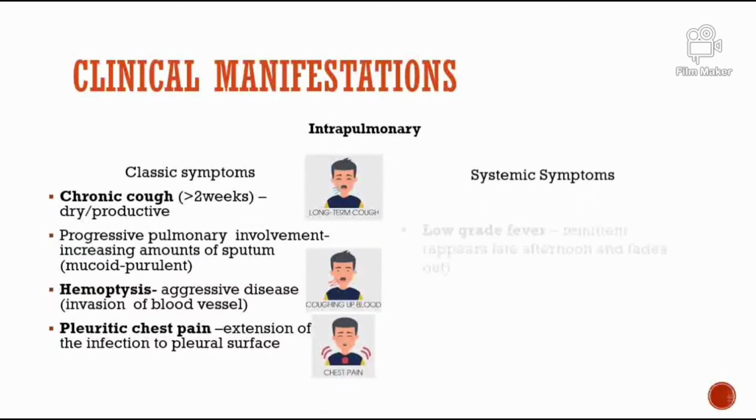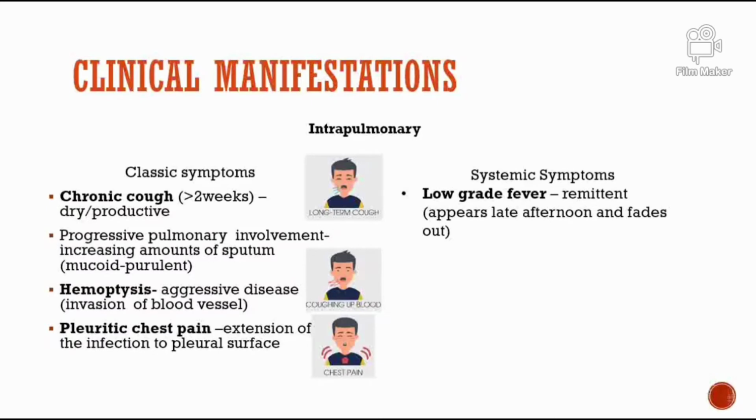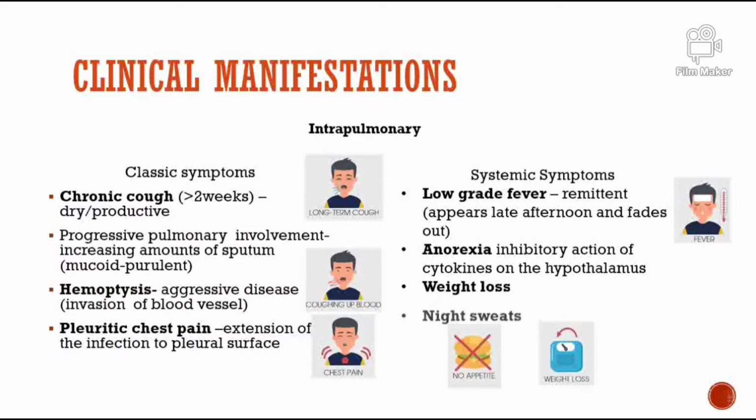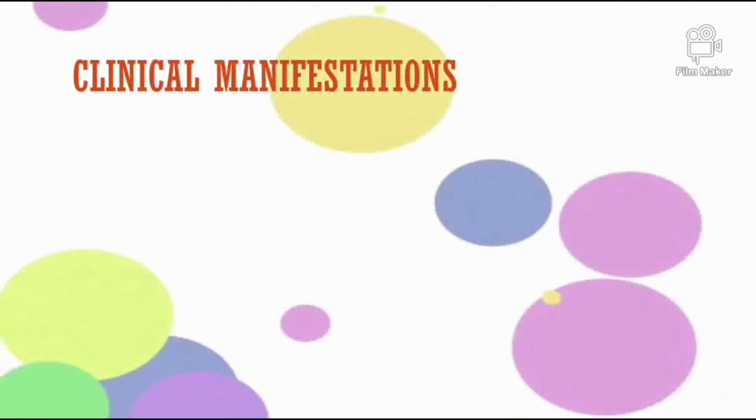And the systemic symptoms include low-grade fever, which is remittent, it appears late afternoon and fades out, and anorexia, due to the inhibitory action of cytokines on the hypothalamus, so the patient has no appetite. Since there is anorexia, there is weight loss, and the clinical manifestations in pulmonary TB also include night sweats.